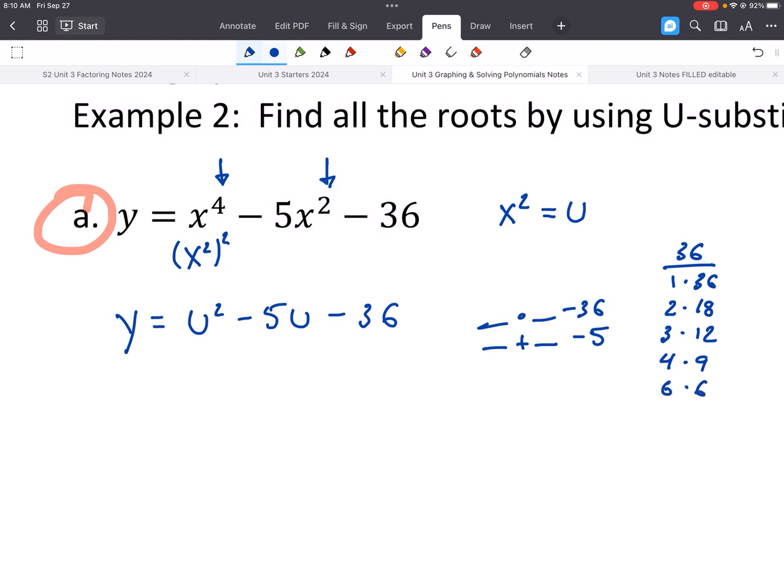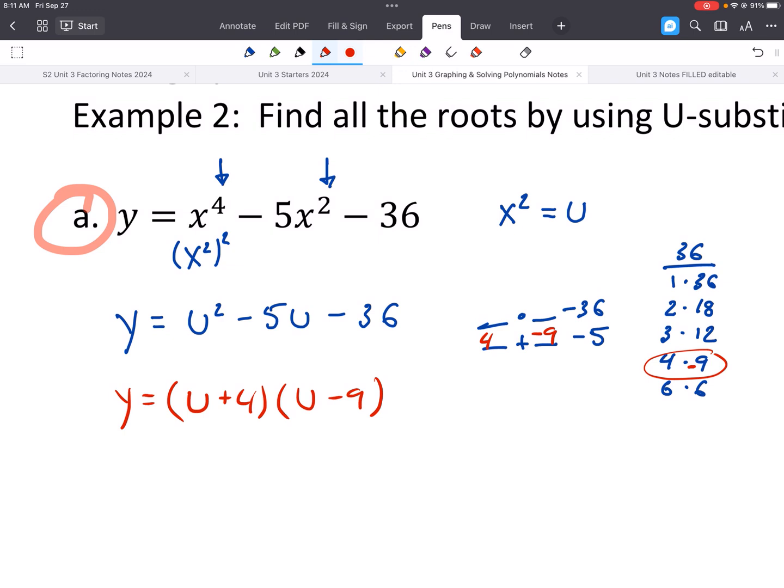Which of those could give us a negative 5? Right, I think so. It's this one, right? So we'd have like 4 and negative 9. So 4 minus 9 would give us negative 5. So we'll have u plus 4 and u minus 9.